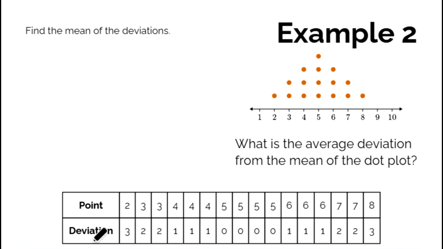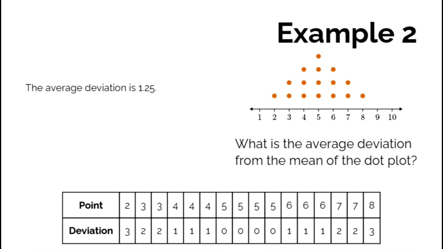Our next step is to find the mean of the deviations. And you do that by adding all of the deviation values together. So with the calculator, we have 3 plus 2 plus 2 plus 1 plus 1 plus 1. Skip all of these zeros, and we're back to 1 plus 1 plus 1 plus 2 plus 2 plus 3, and that gives us 20. We had 16 dots, so 20 divided by 16 gives us 1.25. Our standard deviation is 1.25.